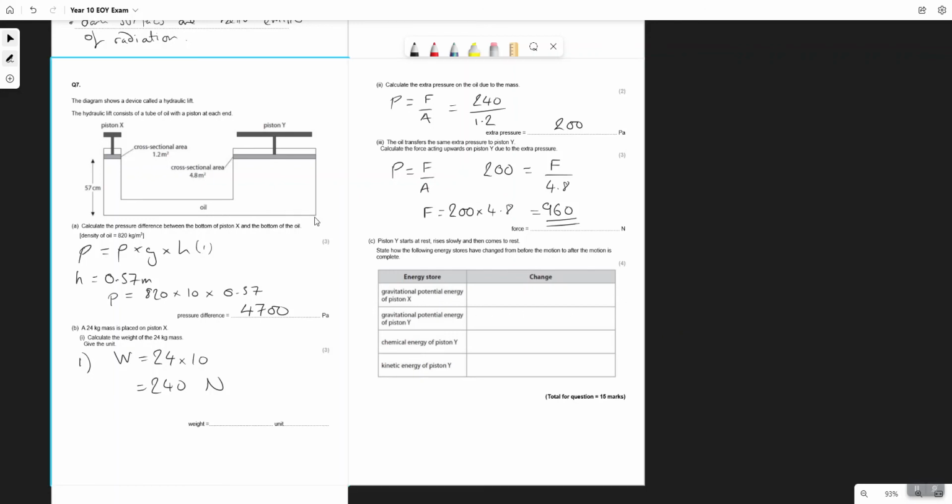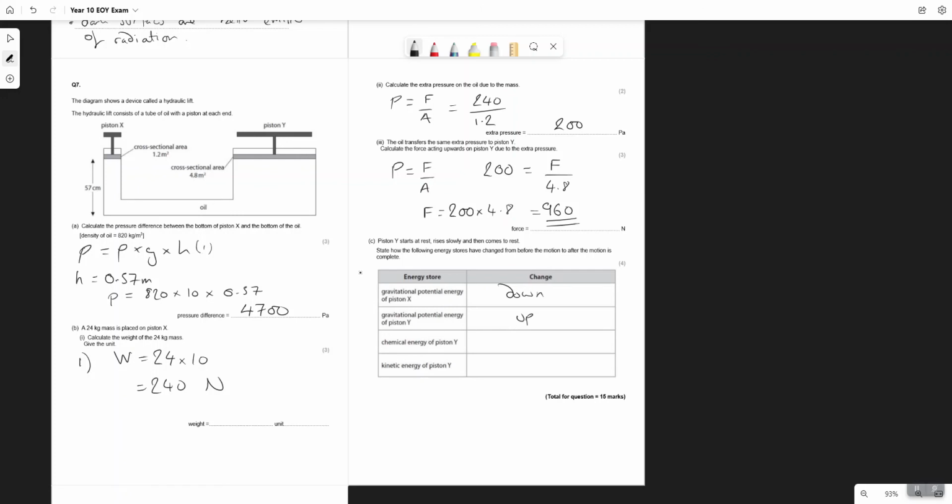So piston Y starts at rest, rises slowly, then comes to rest. State how the following energy stores have changed from before the motion to after the motion. So goes up, goes down, stays the same. So piston X is going down, so the gravitational potential energy of piston X has gone down. GPE of piston Y has gone up.